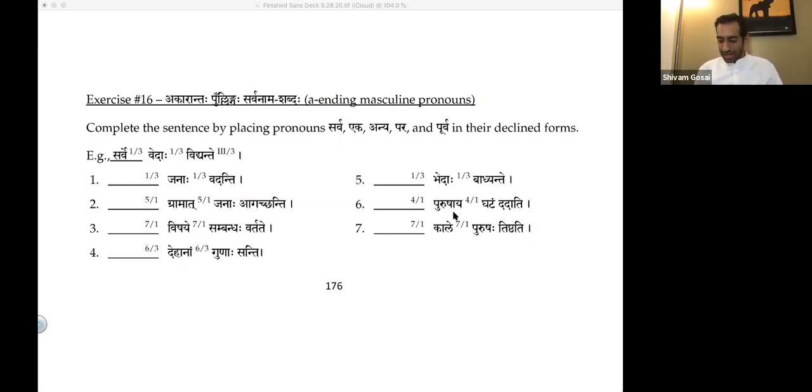So on the exercise here, it says complete the sentence by placing the pronouns sarva, eka, anya, para, purva in the declined forms. One thing with this homework is that you don't translate it yet. We're just going to put all of the different words in the form that it's told. This is page 176. For example, number 1 says blank janaha vadanti. If I want to put sarva in 1-3, can you tell me what it is in the chat?